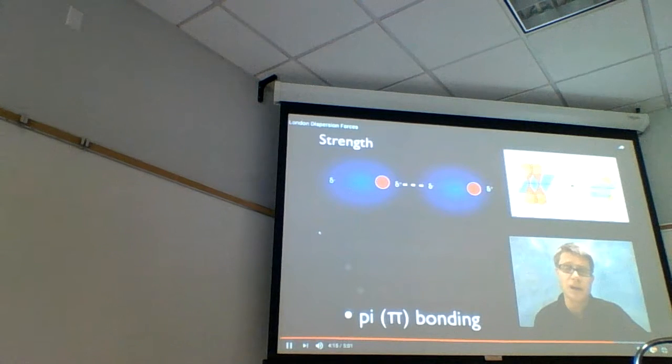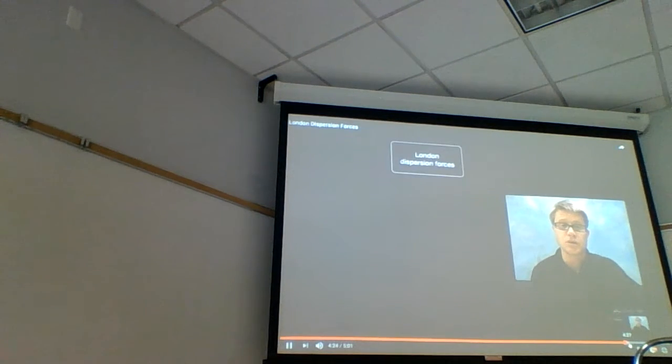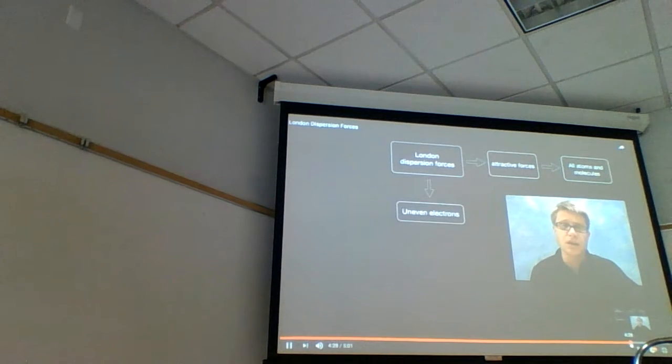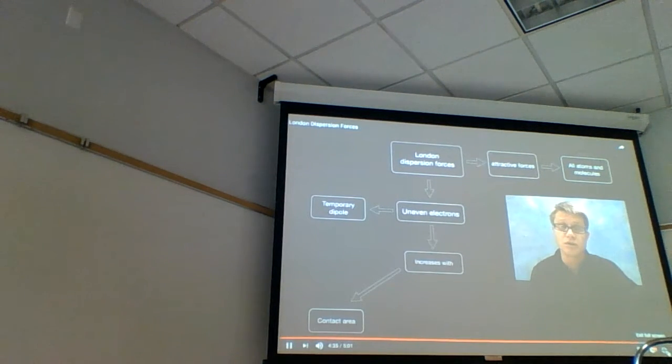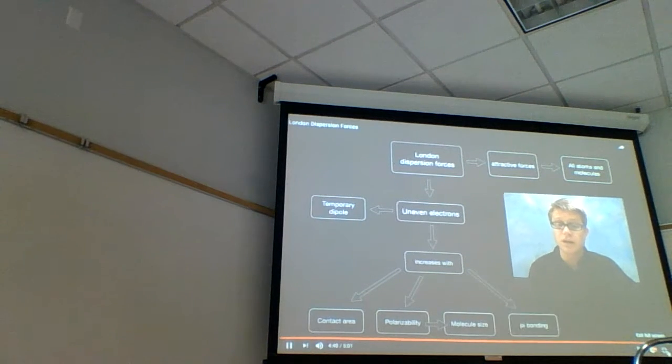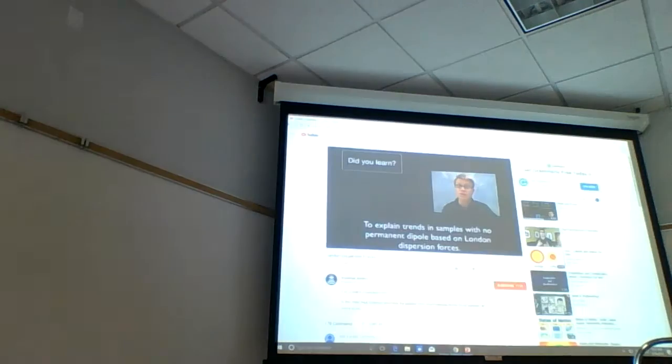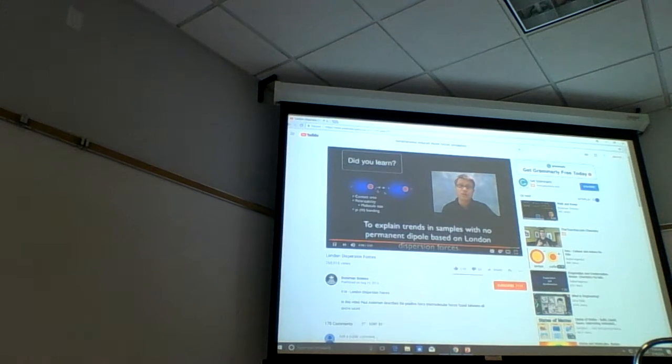And then finally, pi bonding. That's where we're going to have orbitals that overlap and form something called a pi bond. If we increase the number of pi bonds inside those molecules, we're going to increase these London dispersion forces. So again, what are they? They're attractive in nature, found in everything. Uneven electrons create these temporary dipoles. Remember, what increases it, our list would be contact area or surface contact, also the polarizability, which is going to be based on the molecule size, and pi bonding. Could you explain these trends? If you can remember those three things, you've got it, and I hope that.